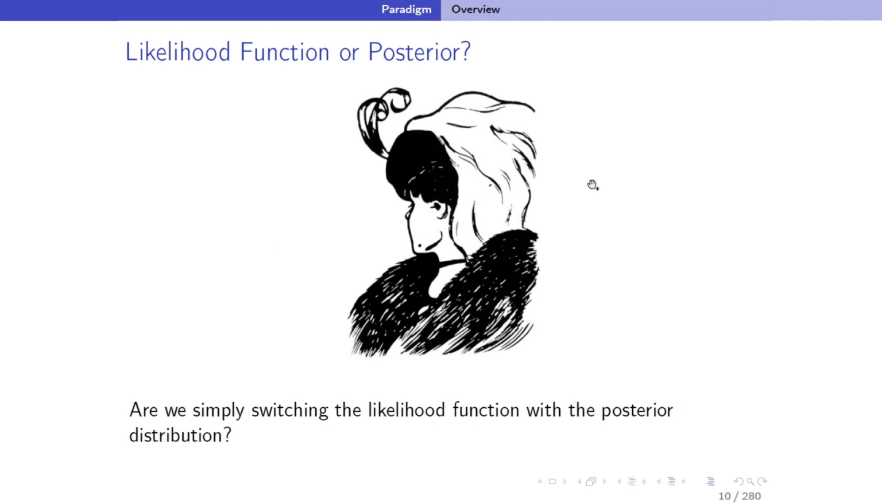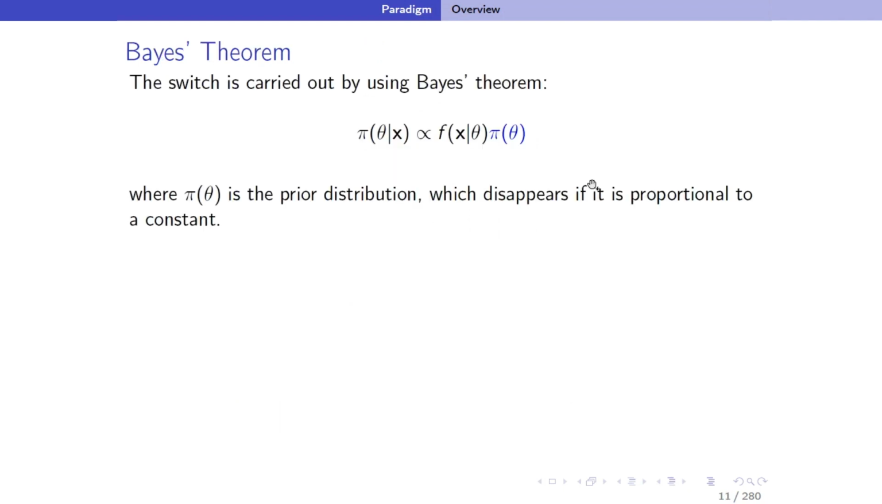And now the immediate question that comes about is, what is the likelihood and what is the posterior? And are we simply switching the likelihood function and just calling it the posterior distribution? This is a picture where you can look at it two ways and see a completely different picture: a young lady and an older lady. But essentially it's the same thing, or is it? And it's almost just like that.